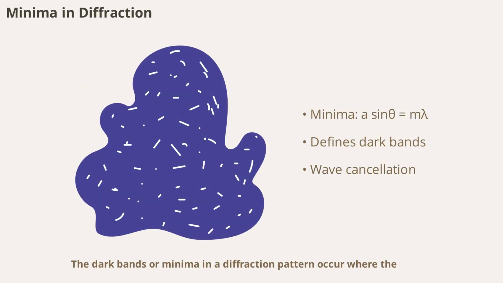Dark bands or minima in a diffraction pattern occur where the light waves from different parts of the slit cancel each other out. The positions of these minima can be calculated using the condition a sin θ = mλ, where a is the slit width, θ is the angle, and m is an integer except 0. These minima define the boundaries of the bright fringes.